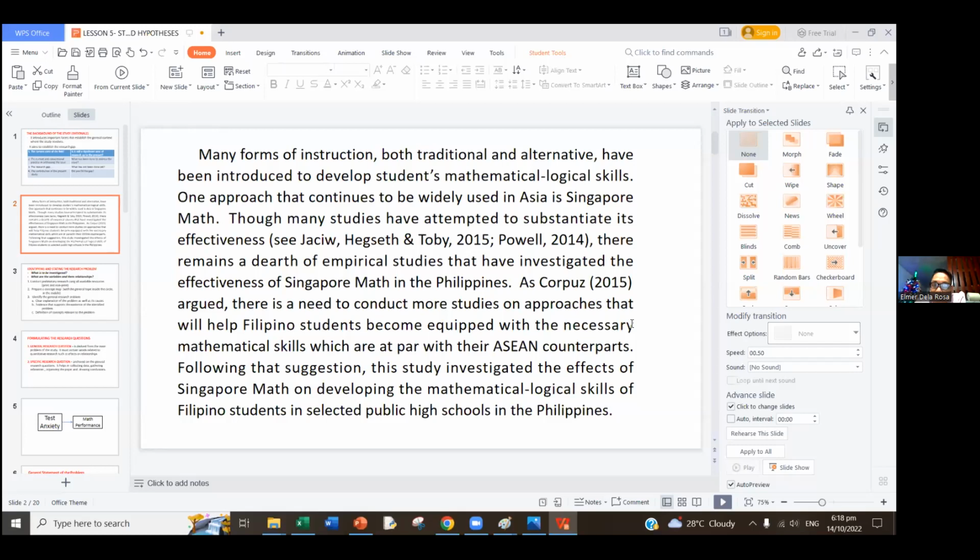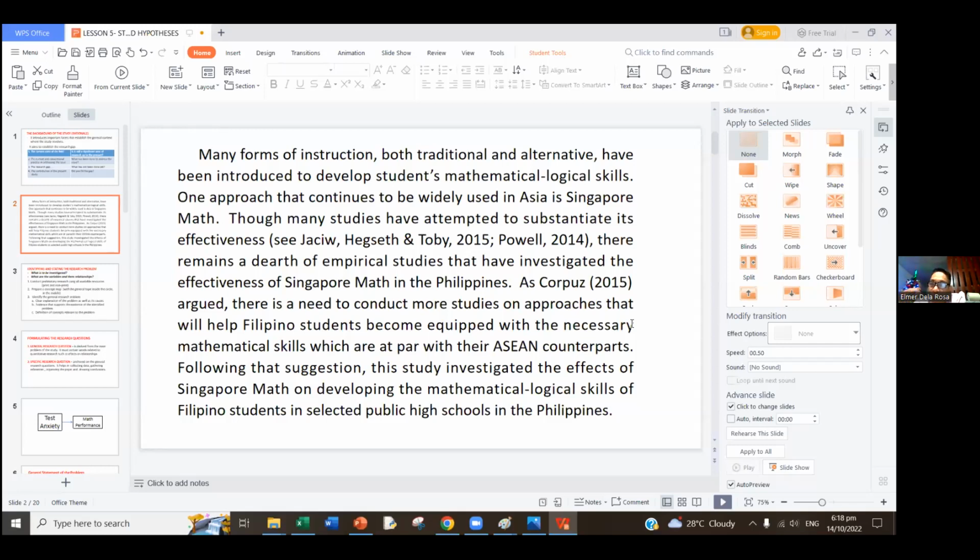So that is the research gap that is being established here. At inend niya yung sentence ng, with this study, the effects of Singapore math can be further investigated using select public high schools in the Philippines. So yun yung contribution niya.